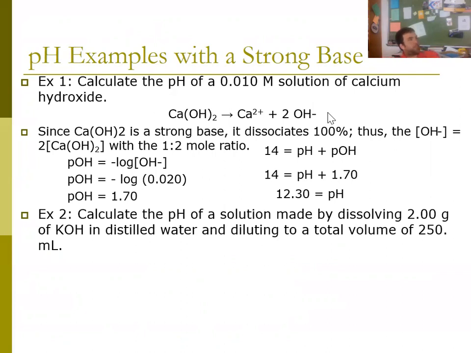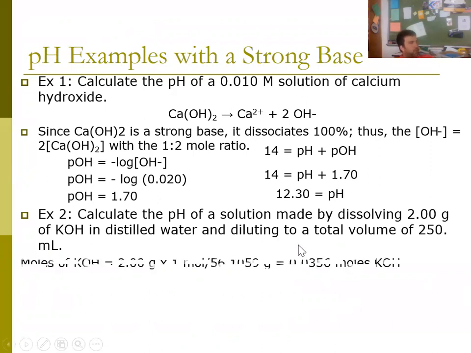Second example, calculate the pH of a solution made by dissolving 2.0 grams of potassium hydroxide in distilled water and diluting it to a total volume of 250 milliliters. So I know that I need to find a concentration. When I find the concentration, I need to find my molarity. So this is where we have to be able to do molarity first. As Hannah pointed out yesterday, this is really building on a lot of stuff that we had done. So I need to find the molarity of the solution.